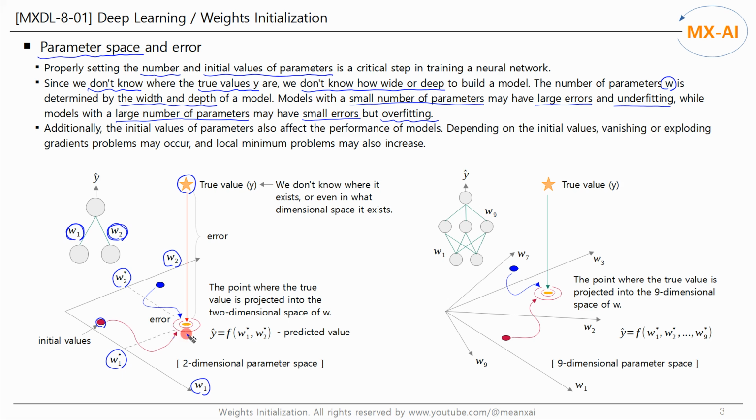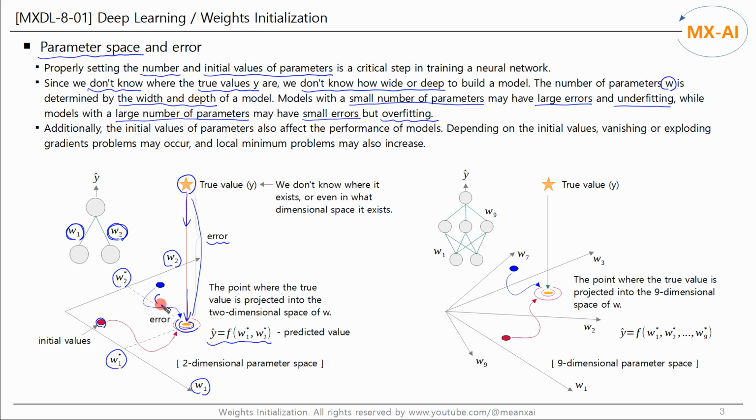Since the parameter space is 2D, w1 and w2 will move to the point where the true value is projected into the 2D space. This model uses w star at this point to predict y hat like this. This is the best we can do to predict the true value with this model. Then we get this much error. This is a fundamental error that cannot be reduced any further in this model.